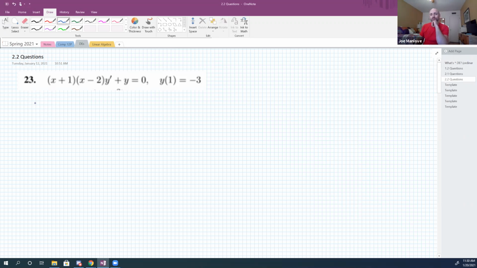I subtracted the y to the other side, divided the two x terms, and then divided the y back to the other side. Okay, so we subtracted y and then we multiplied by 1 over x plus 1 times x minus 2. And then we multiplied by 1 over y. Yep. Okay, so in the end, I think I end up with 1 over y prime is negative 1 over x plus 1 times x minus 2. Right? Do algebra.